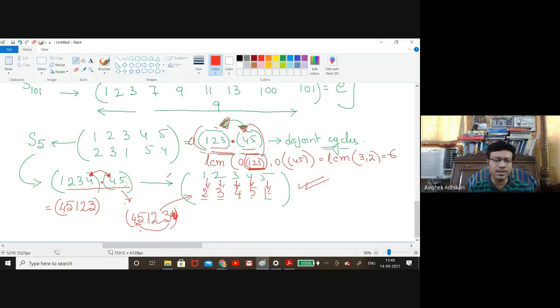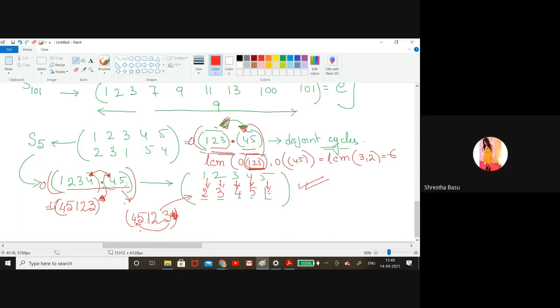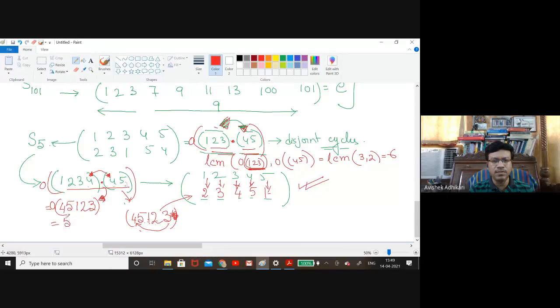Okay, but sometimes in the question paper you will find two cycles which are not disjoint. If they are not disjoint, then first make a simpler form like this. So what would be the order of this? The order of this will be the same as the order of this, and this is nothing but 5.